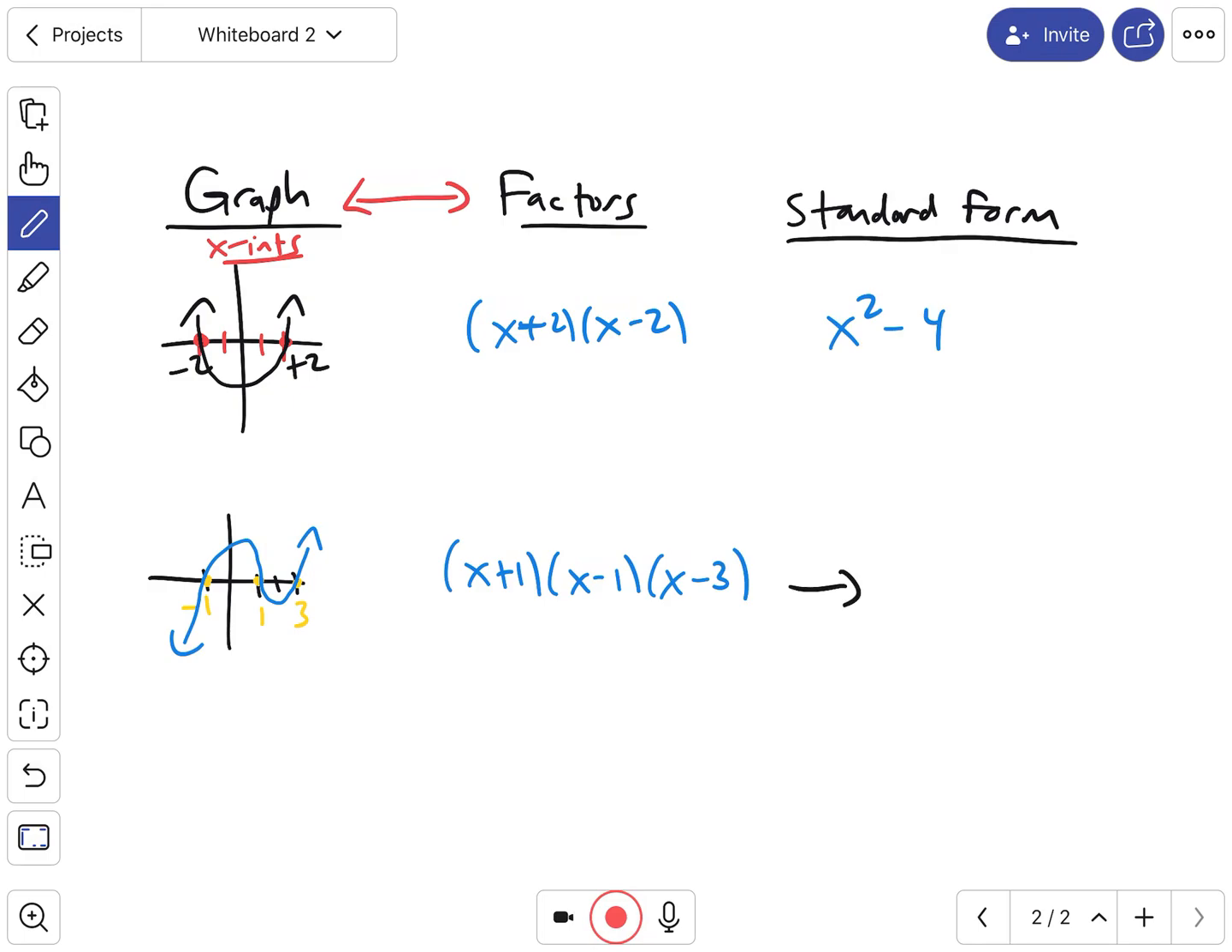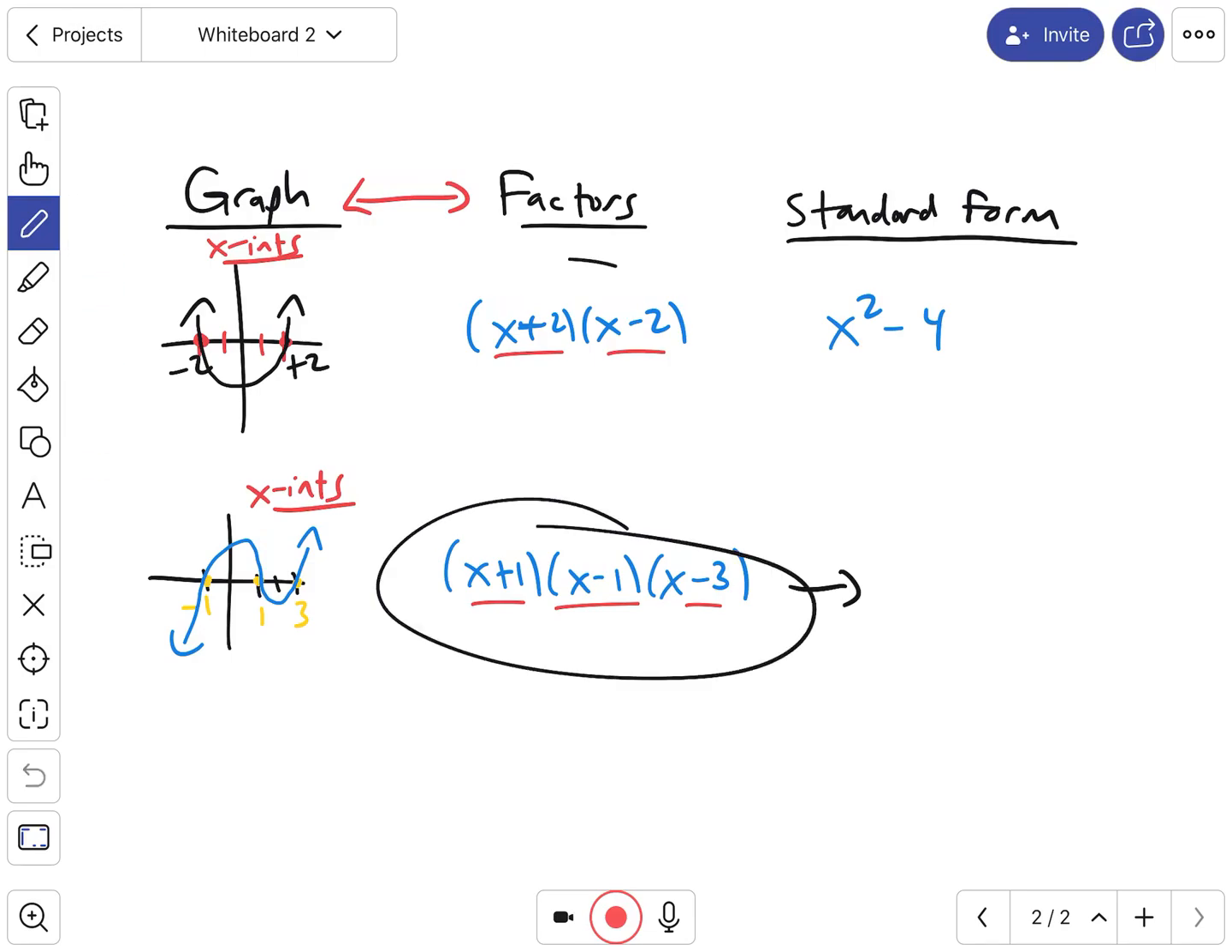And so the main point that I'm trying to make is that the graph gives you the x-intercepts, and the factors, well, they come from the x-intercepts. And so far what we've done in this class is we've looked at going from these factors, we multiplied them through distribution and whatever, and we were able to get the standard form. That's what we've done so far in Math 3.